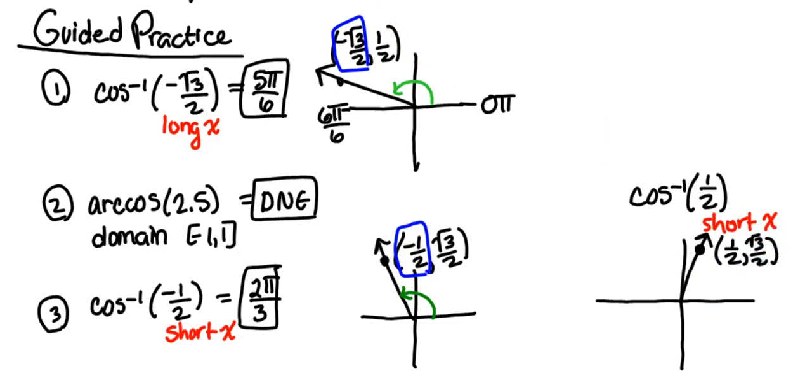positive root 3 over 2. That is the angle measure that would have positive 1/2 in the cosine position of that coordinate pair, which corresponds to a 60-degree angle here, reference angle. Because I'm in quadrant 1, that would put me at a positive pi over 3.